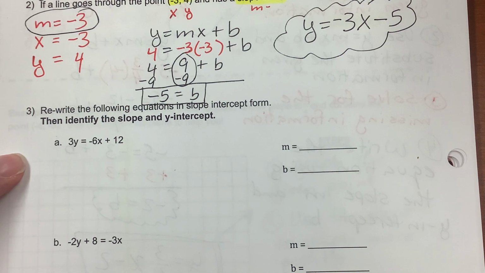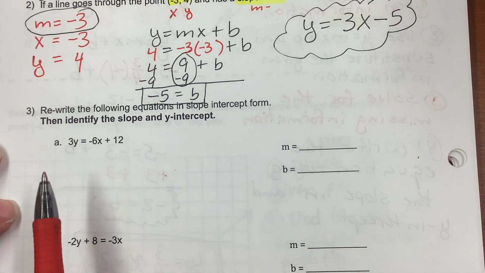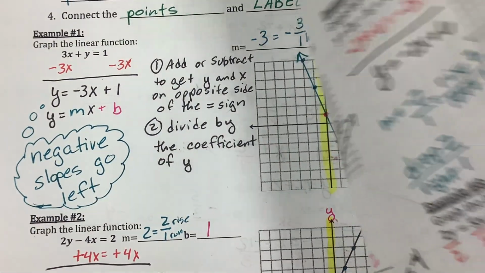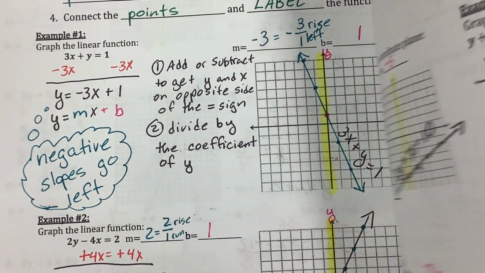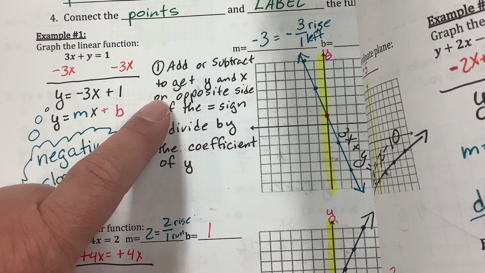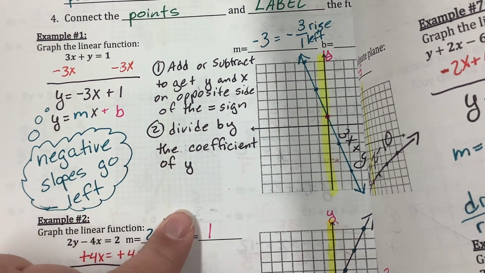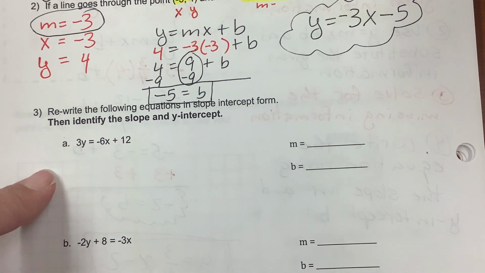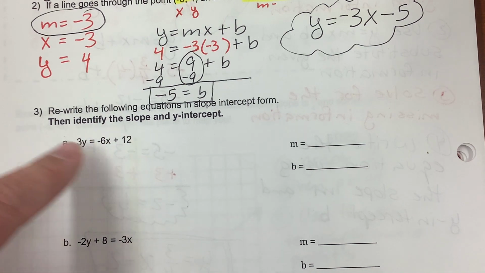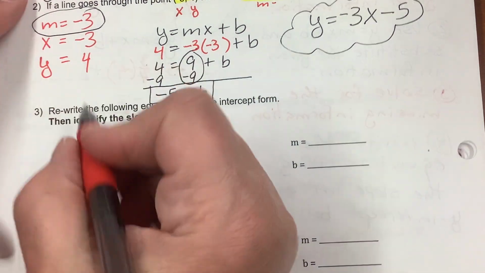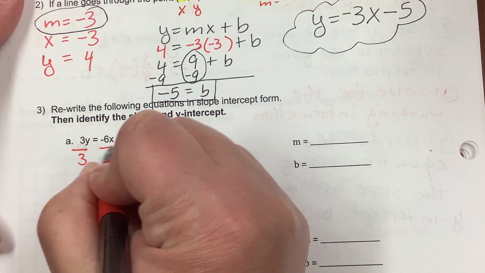Okay, rewrite the following equations in slope-intercept form. Identify the slope and the y-intercept. All right, so how do I do that? Well, I have to flip back a couple of pages to get that information, which is way back here on page 7. Add or subtract to get the y and x on opposite sides of the equal sign. Divide by the coefficient of y. I don't have to subtract because my x and y are already on opposite sides of the equal sign. But I can start by dividing by the coefficient of y.